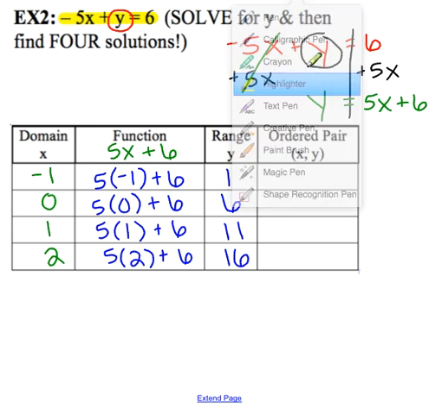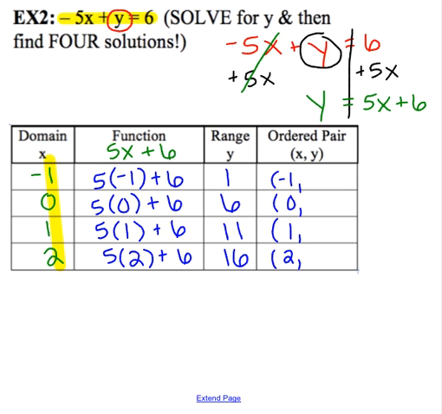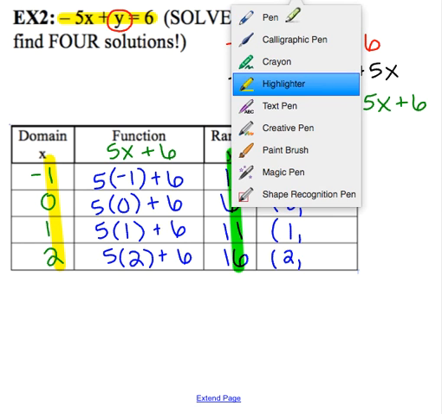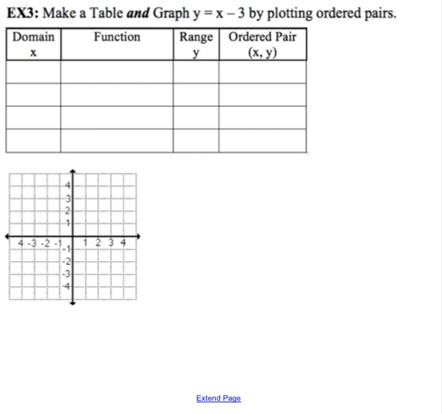Next, once again, make your ordered pairs. Domain values go first. So I have -1, 0, 1, and 2. Then I'm going to take my y values, and they are going to go second. And I have 1, 6, 11, 16. Those 4 ordered pairs would make a straight line on my graph. Last example, and then you get homework time.